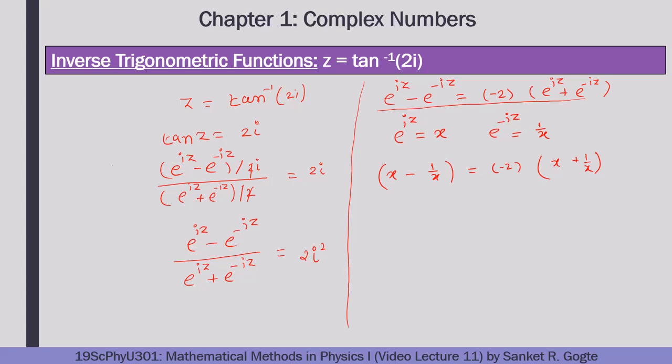Let's do it. It is x square minus 1 divided by x is equal to minus 2 into x square plus 1 divided by x. So this x will get cancelled, and what we have is 3x square is equal to minus 1. Let me carry this equation on the next slide.